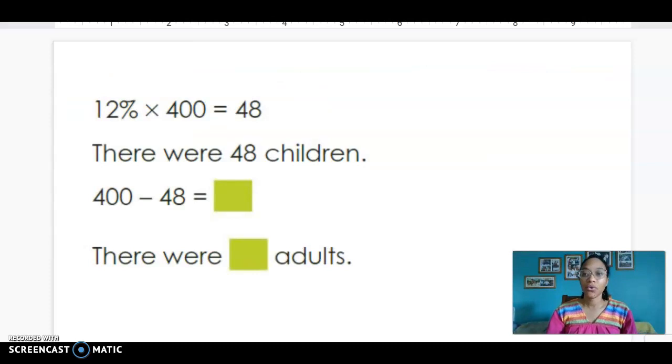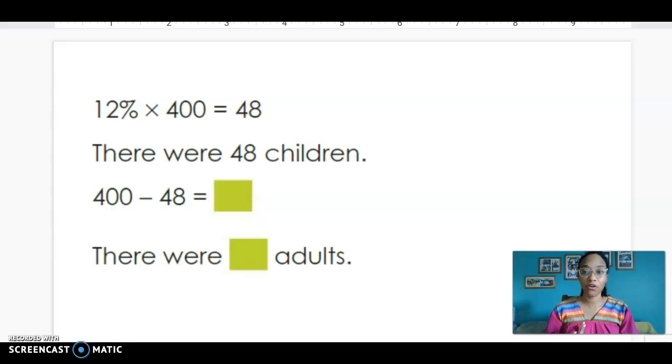Let's try that. 12% of the members were children. We need to find 12% of 400. So remember, we're doing 12 over 100 multiplied by 400. The 400 and the 100 cancel out, so we're really just doing 12 times 4. That gives us 48. 48 of the members were children. Now we're going to take that total quantity, 400. We're going to subtract away the children, 48, and that will help us find the number of adults we actually have. So in this case, you should have gotten 352 adults.